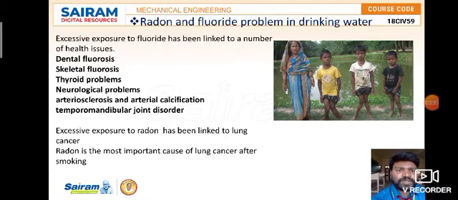Now, excessive exposure to radon has been linked to lung cancer. So radon and fluoride have these kinds of issues. Coming to radon, it will lead to lung cancers. Radon is the most important cause of lung cancer after smoking, right? The first cause of lung cancer is smoking, and the second is an excess amount of radon, which causes lung cancer after smoking.